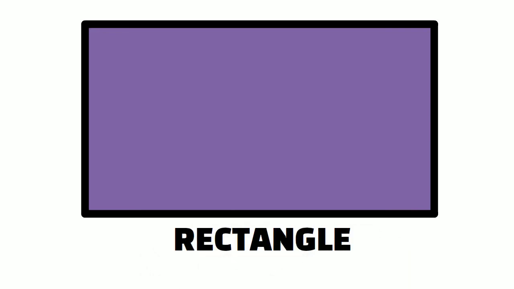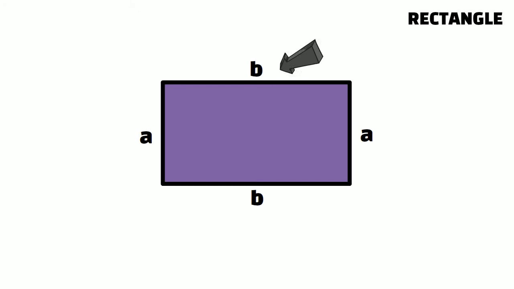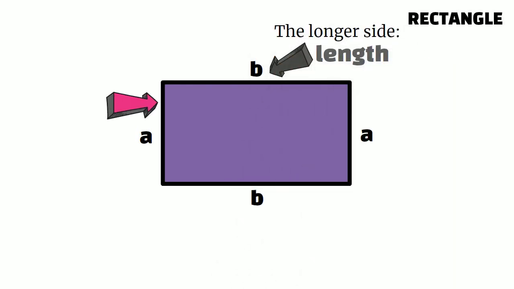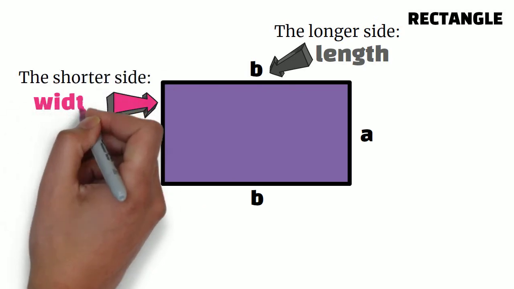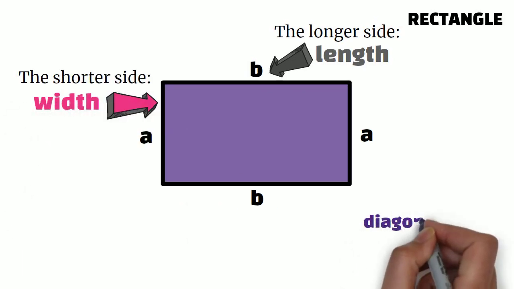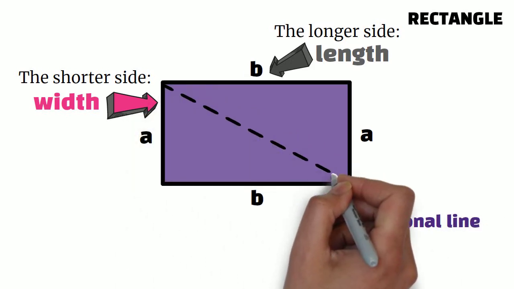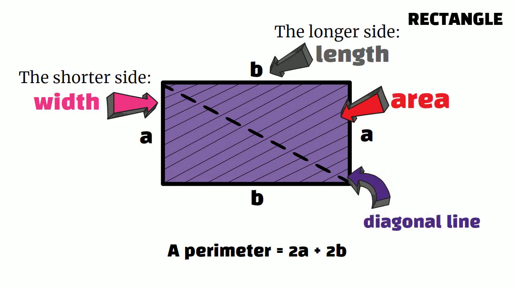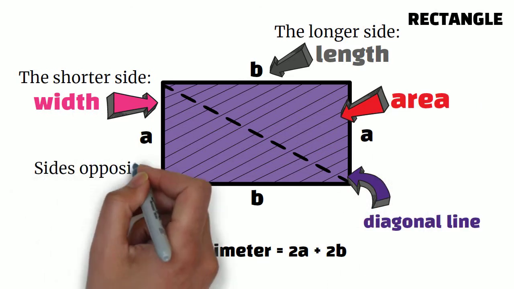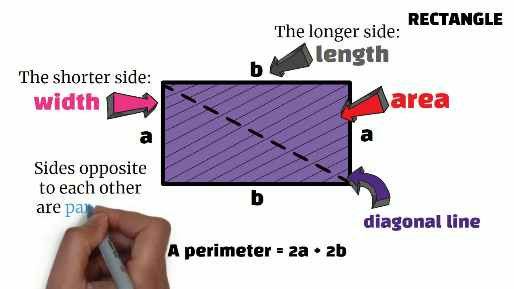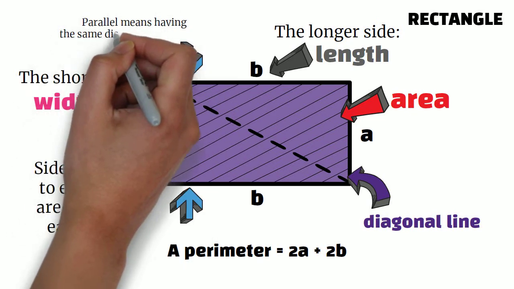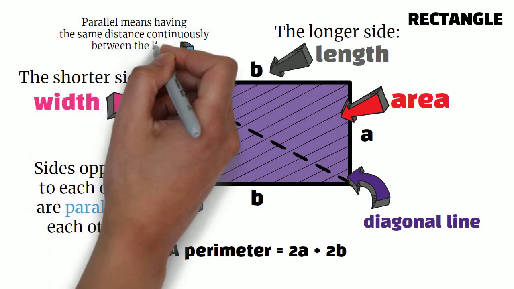A rectangle. The longer side of a rectangle is called a length, and the shorter one, a width. Similar to a square, we have a diagonal line, a perimeter, and an area. We also say that the sides opposite to each other are parallel to each other. Parallel means having the same distance continuously between the lines.